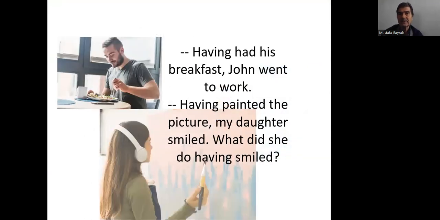Having had his breakfast, do you see the completion here? Yes, it is the nature of perfect situations. So this is perfect participle. Having had his breakfast, John went to work. Having painted the picture, my daughter smiled. Yes. What did she do having smiled? Having smiled, she looked at me, or she took the picture of the picture she has just made.